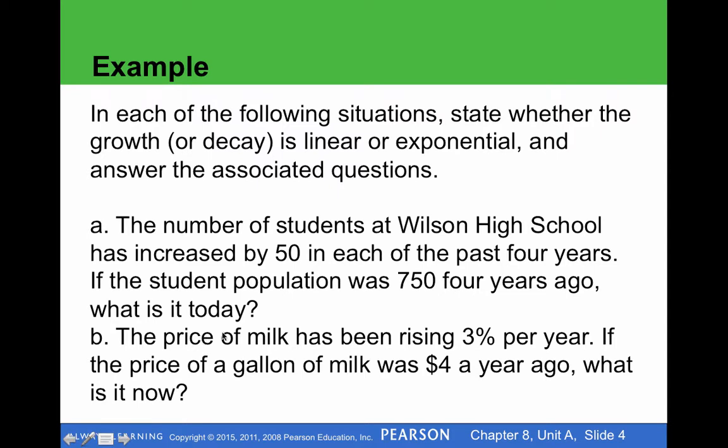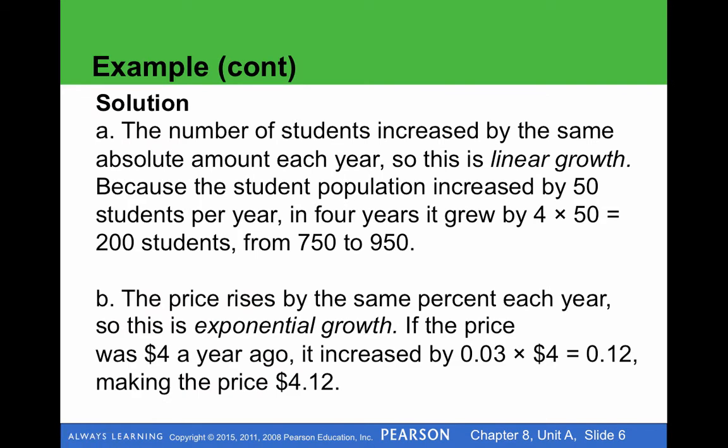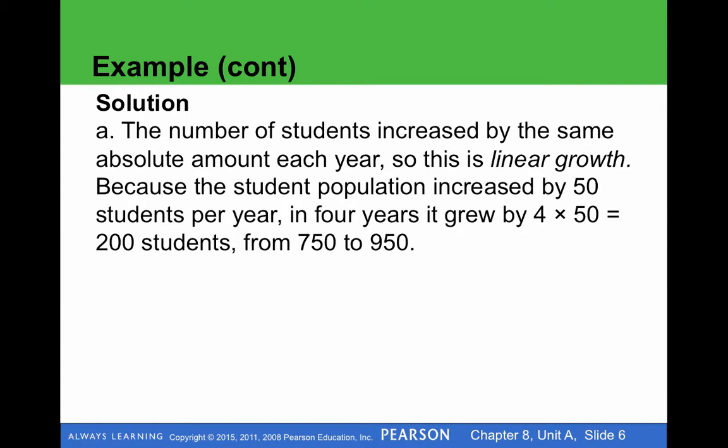Next one, B. The price of milk has been rising 3% per year. If the price of a gallon of milk was $4 a year ago, what is it now? That is definitely exponential growth because we're rising by a percent. If the price was $4 a year ago, it increased by 3%, so 0.03 times 4, 12 cents is the increase, making the price $4.12. If we wanted to look at the growth for next year, we would take 0.03 times $4.12, and that would be a little bit larger than 12 cents, and we'd add that on. So exponential growth continues to grow at an increasing rate.